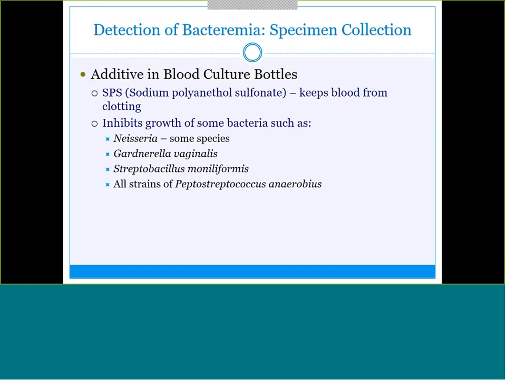Okay, so here's the additive that's in the blood culture bottle. Again, SPS. It's an anticoagulant. It just makes sure the blood stays liquid. We can't really work with clotted samples. So it's just going to make sure the blood stays liquid.